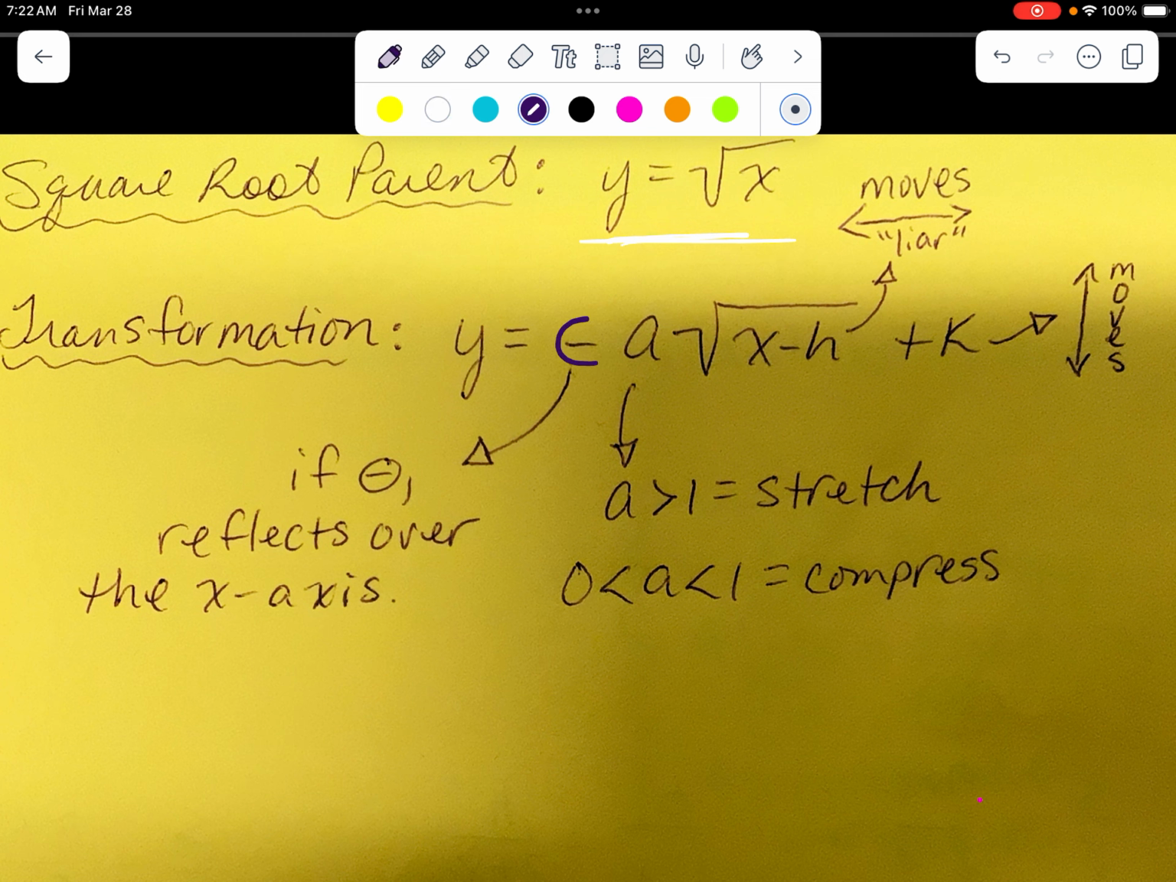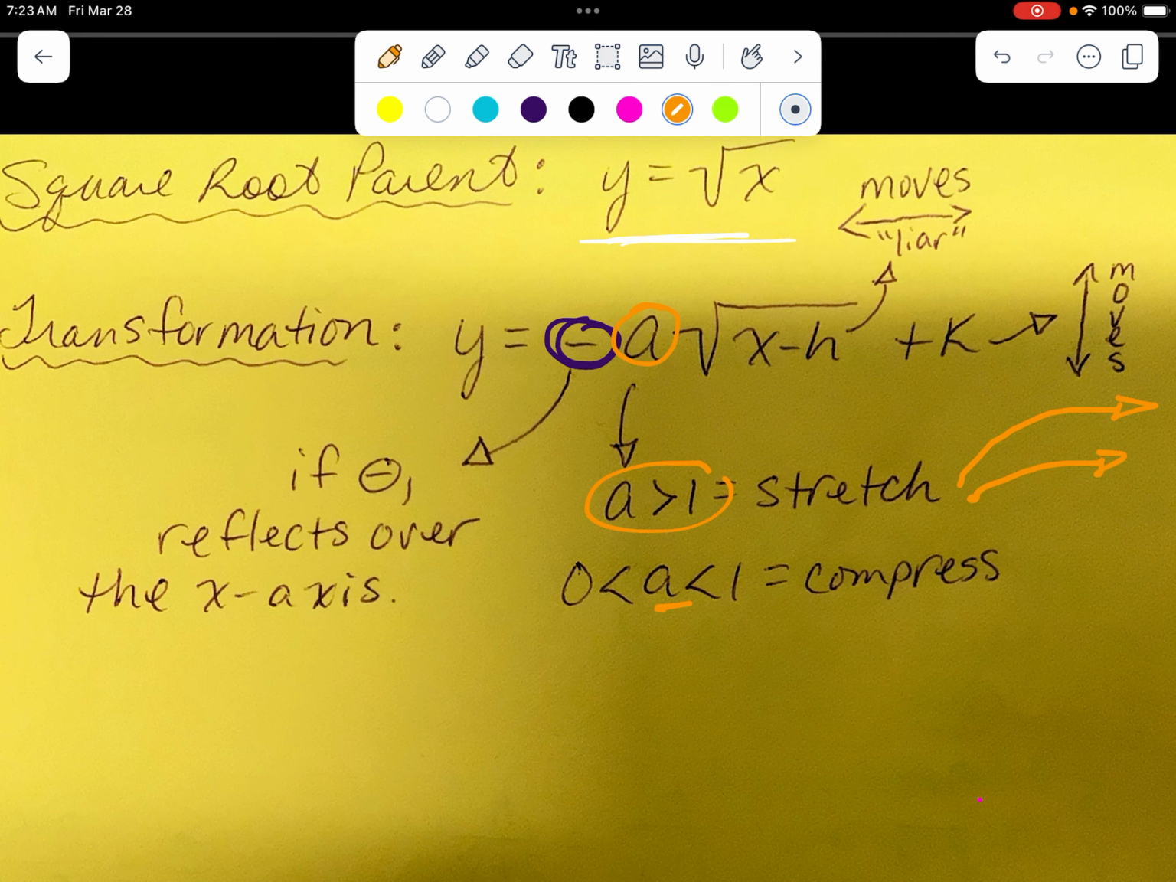If you see a negative sign in front of the equation here on the right side, that means that the graph is reflecting over the x-axis. It is flipping down. Let's talk about this a value. If the a value is greater than 1, it is going to stretch. So our graphs are going to look like this, where they kind of shoot to the right. And a stretch would mean that it's getting taller.